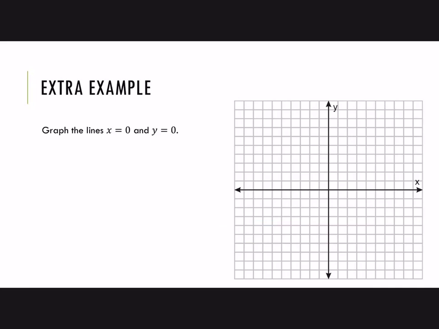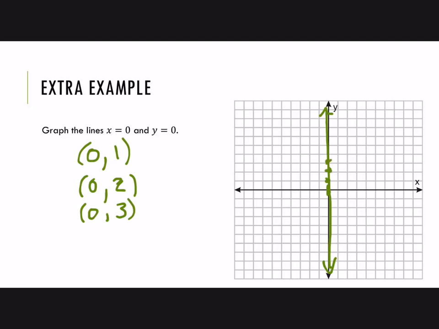What about x equals 0? Well, go to where x is 0, and then draw a vertical line through there. Now, if you need points for this one, just pick out some points where x is 0, and then choose something for y. And then that'll help you get the vertical line straight. So here's (0, 1), (0, 2), (0, 3), and that's a good reminder that this goes up and down.